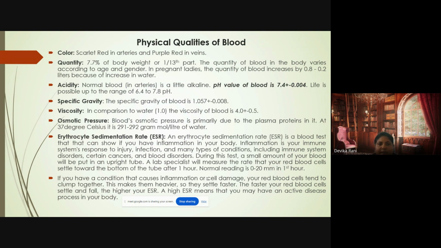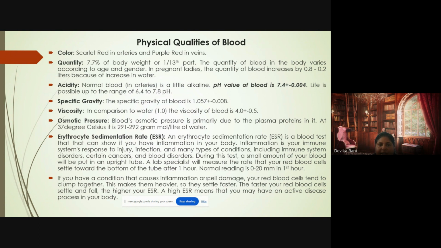Inflammation is your immune system's response to injury, infection, and many types of conditions, including immune system disorders, certain cancers, and blood disorders. During this test, a small amount of your blood will be put in an upright tube. A lab specialist will measure the rate at which your red blood cells settle at the bottom of the tube after 1 hour. Normal reading is 0 to 20 mm in the first hour.